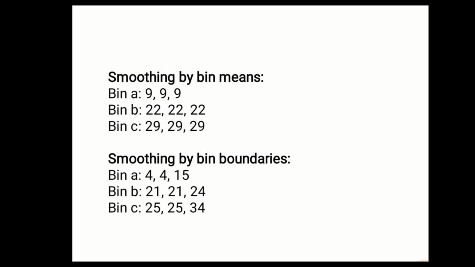Then you use the bin mean method. Each value in the bin is replaced by the mean value of the bin. So the mean value of bin A is 9, bin B is 22, and bin C is 29. So replace the values. Second method, bin boundary method. In this method, each bin value is replaced by the closest boundary value.